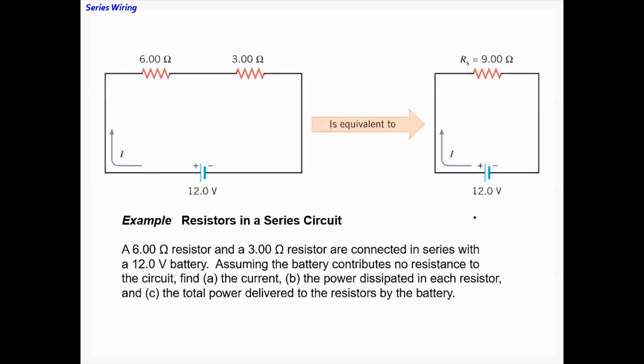Suppose you have 6 and 3, then how do you get the equivalent resistance? You simply add them together. Instead of having 2 resistors, you can replace them by one resistor of value 9 ohm, because 6 plus 3 equals 9.